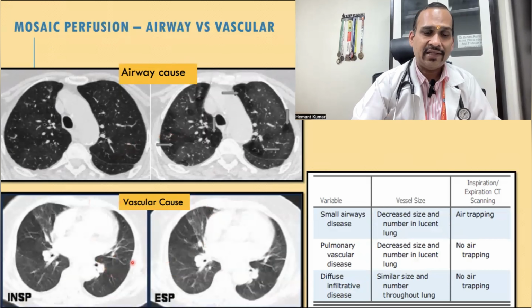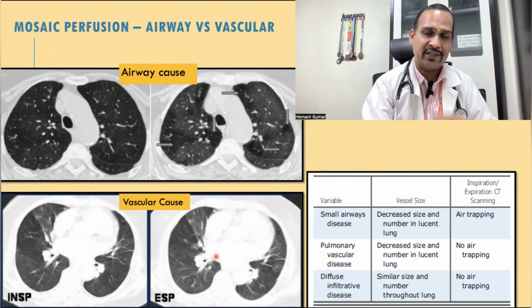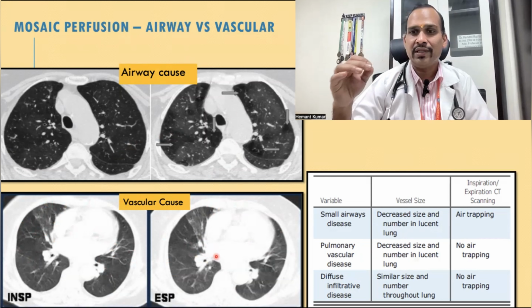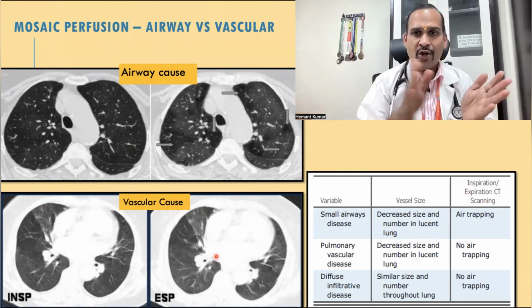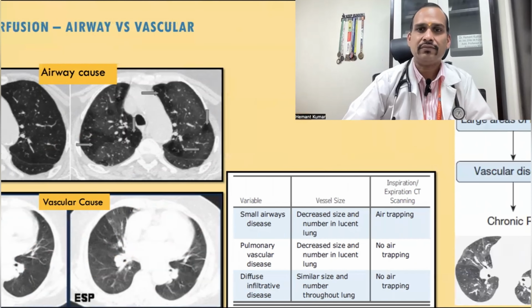If the inspiratory and expiratory films are the same, the black area and white area are the same, then this is because of reduced blood supply, maybe because of pulmonary embolism. So this is how we differentiate between airway and vascular causes.